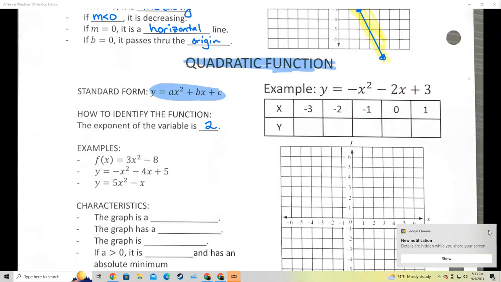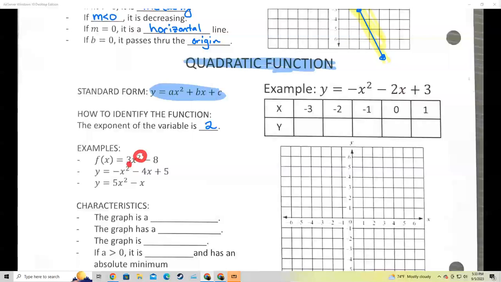Sorry, I'm getting notifications. So if you notice all your examples, you have an x squared, you have an x squared, you have an x squared, right? That's going to be your biggest exponent. You're going to have a degree of 2.